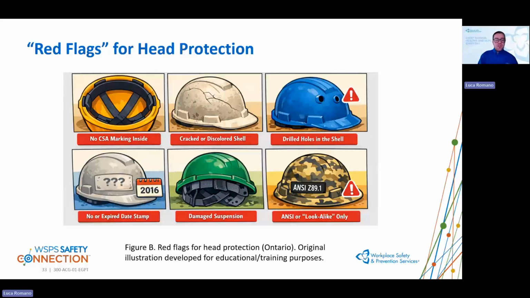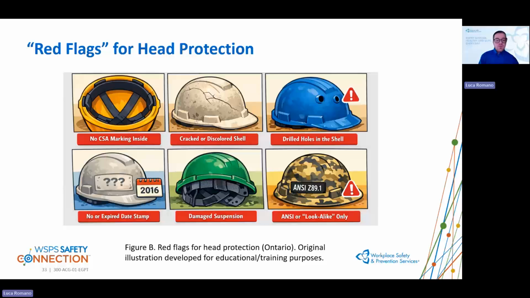Okay, so now we'll talk about some red flags when it comes to head protection. To start off, one thing that is characteristic would be if you look at the inside of the actual helmet or other type of device, there should be some type of CSA marking within it, especially if it is personal protective equipment. Sometimes too, you might find that it's cracked or discolored when you're purchasing it. Those are red flags. At the end of the day, it should meet a certain level of durability and quality. Likewise, there shouldn't be any holes or anything wrong with the actual shell of the head protection or helmet.